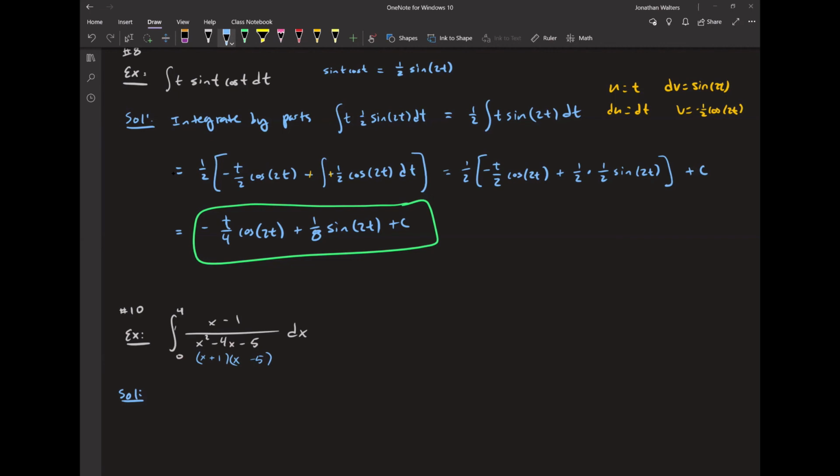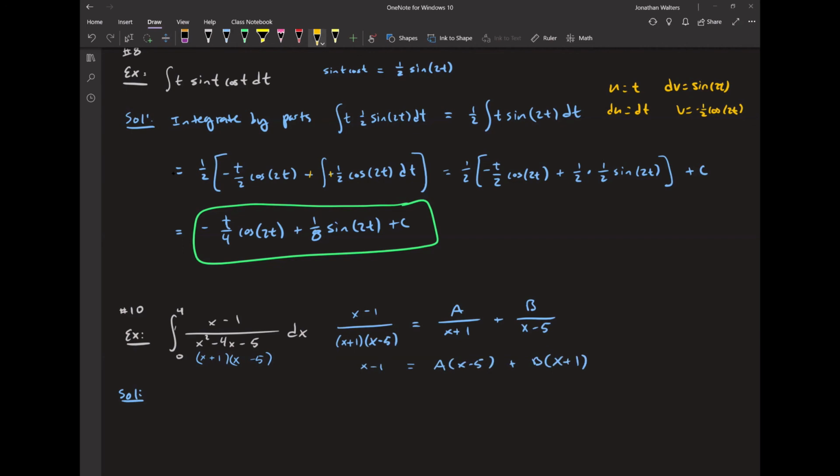So then I'm going to do the partial fraction decomposition here. (x minus 1) over (x plus 1)(x minus 5) equals A over x plus 1 plus B over x minus 5. And I clear the denominator, so you get x minus 1 equals A times (x minus 5) plus B times (x plus 1). And it's linear factors, so strategic values work.